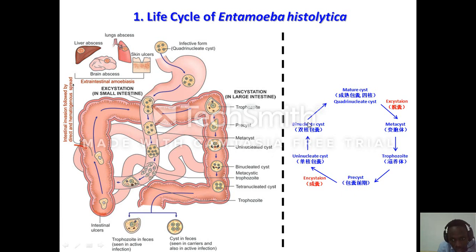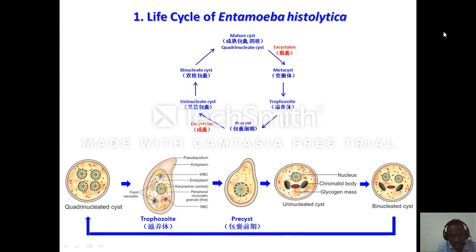Uninucleated to a binucleated cyst, and then back to a tetranucleated, or what we call quadrinucleated cyst again. Then it's released either as a trophozoite or as a cyst. Both of them are seen in active infection, but the cystic stage is seen in feces, in carriers. So you have to take good note of that. That's still the summary of the life cycle of the Entamoeba histolytica.